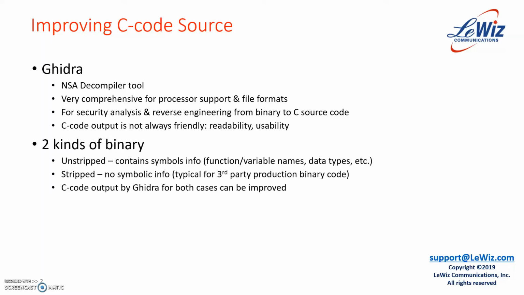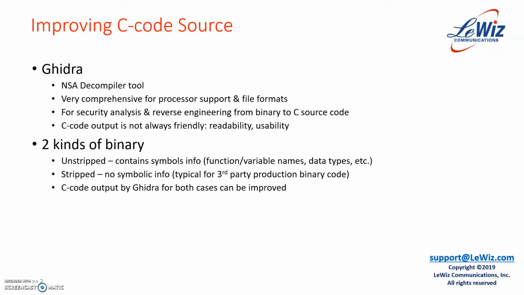Ghidra is a decompiler tool that was recently open sourced by the NSA. It's a very comprehensive tool that supports a wide range of processors from 8-bit to 64-bit, and it supports a wide range of file formats for binaries. So for security analysis and reverse engineering from binary to C source code, this is a very good tool. But the C code output from Ghidra is not always friendly in terms of readability and usability.